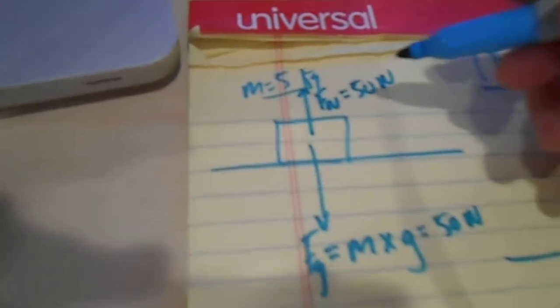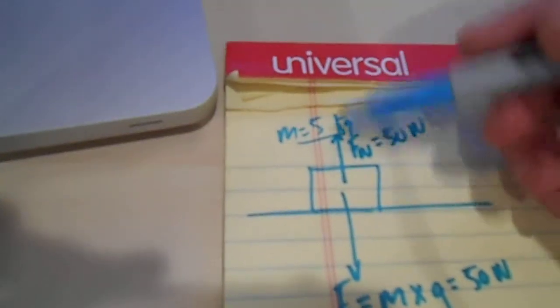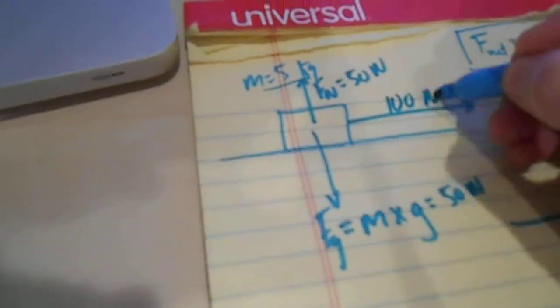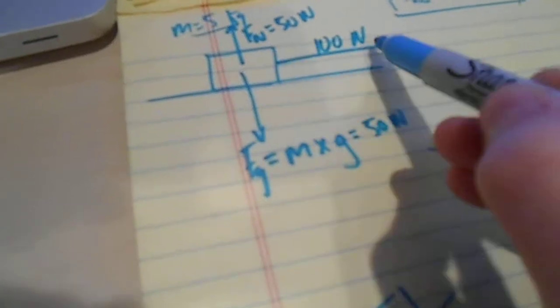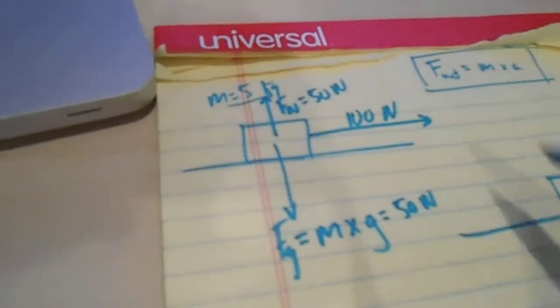Now this thing isn't moving up or down in the y direction, so the normal force must balance out with the force of gravity. So we have 50 newtons up. Now this thing would just be staying in position if those were the only 2 forces. But let's suppose that I come along and I push this thing with, I don't know, 100 newtons. Now that's the net force, because these two cancel out, 50 and 50, in the y direction.